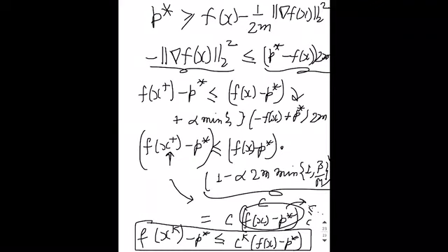Now note that this is called linear convergence. I will just discuss the rate of convergence. So the steepest descent method has linear convergence. Next, I will discuss a little bit about the rate of convergence.